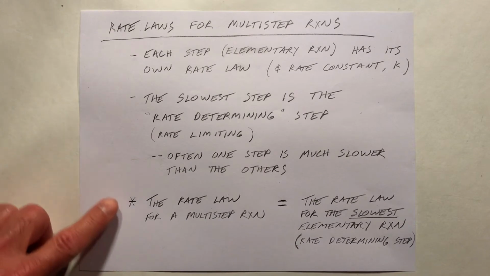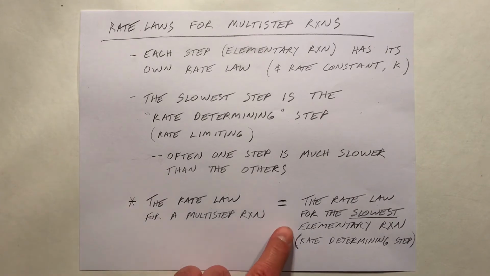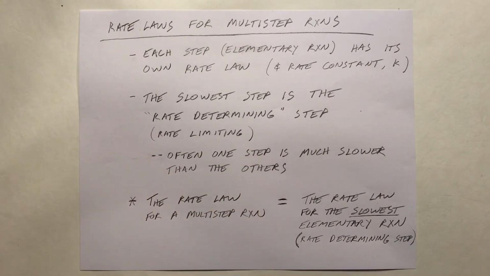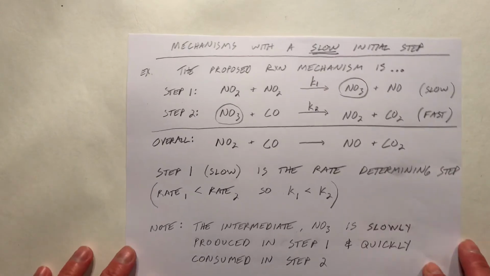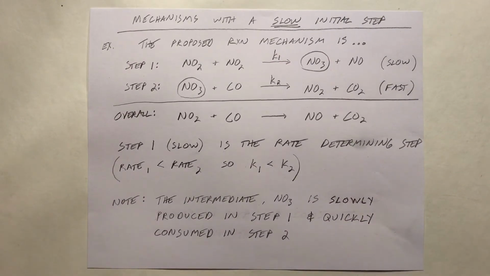Now here's our main point. The rate law for a multi-step reaction is always equal to the rate law for the slowest elementary reaction. It's equal to the rate law for the slowest step. All right, so let's say we have a mechanism with a slow initial step.